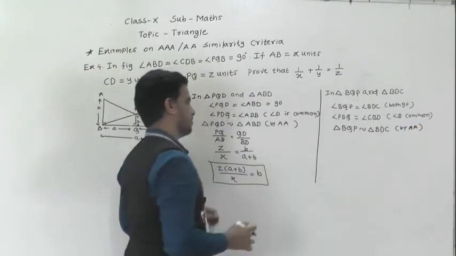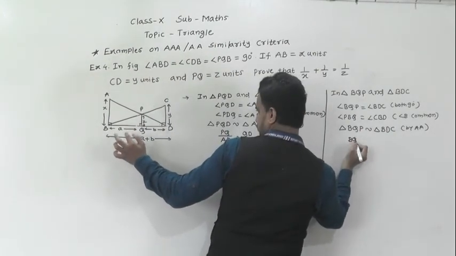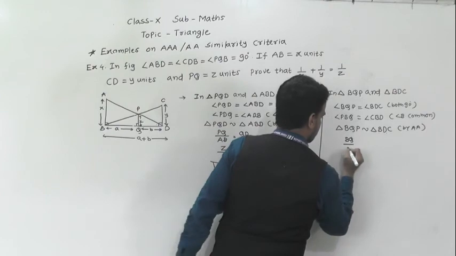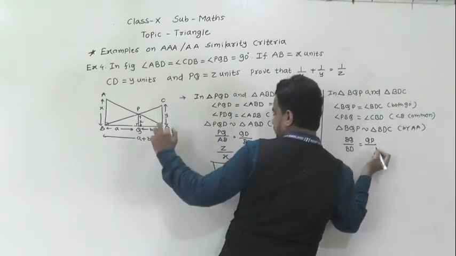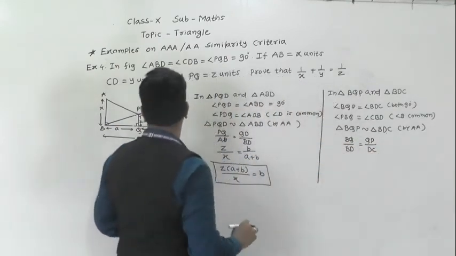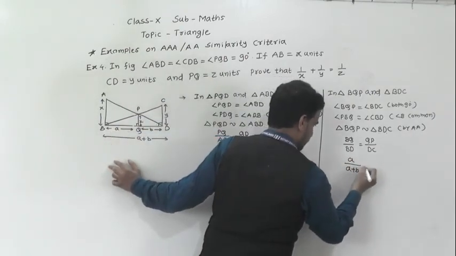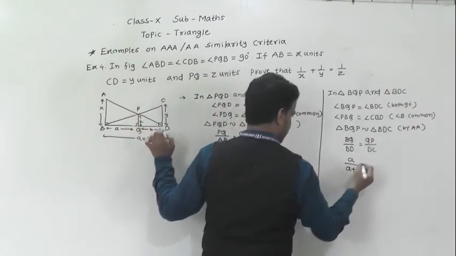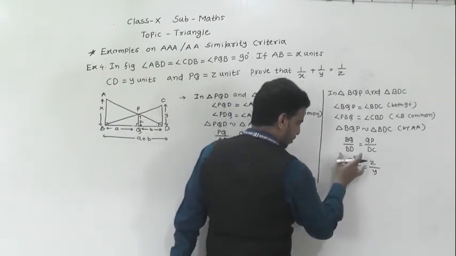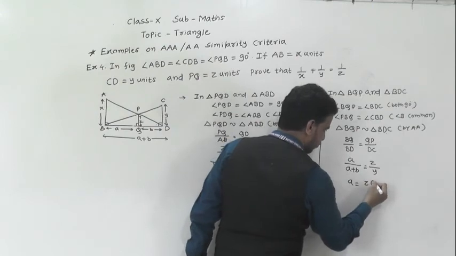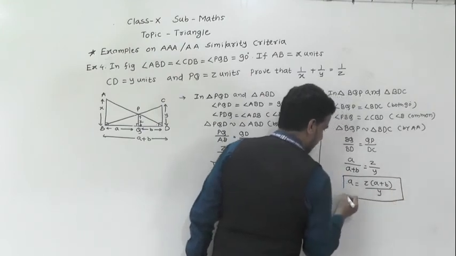If the triangles are similar, again we write sides are in proportion. So BQ divided by BD is equal to QP divided by DC. Putting values, BQ that is A divided by BD that is A plus B is equal to QP, which is Z, divided by DC, which is Y. Again by using this, if we find the value of A, A is equal to Z into A plus B divided by Y. So this is the value of A.